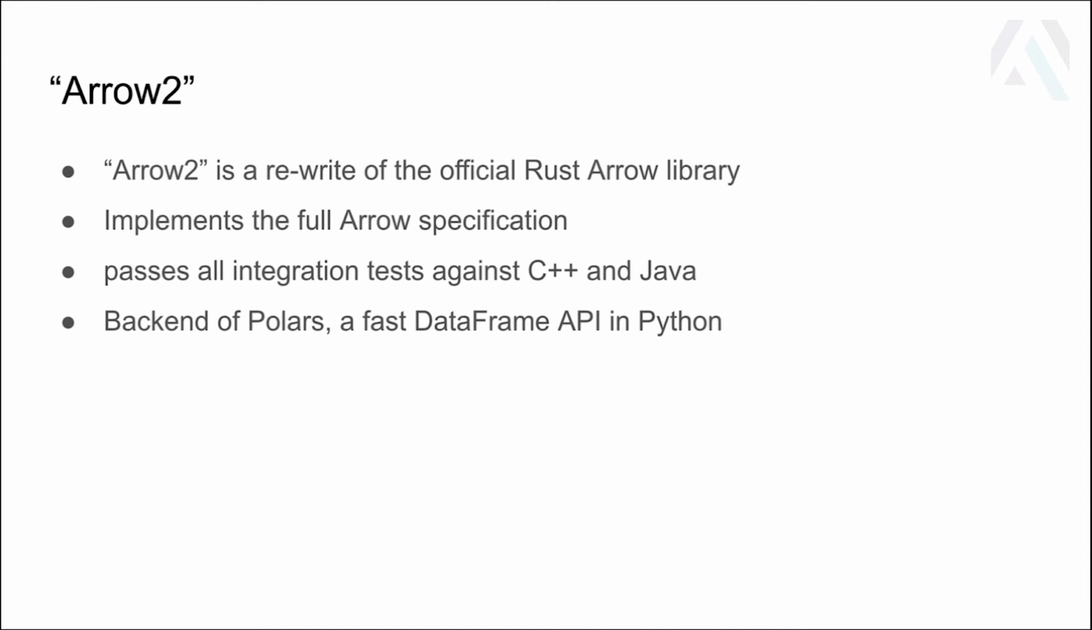It's the backend of Polars, which is a fast data frame API in Python. It's made by Ritchie, a very talented developer, and a group of people that have been contributing to it. It exposes something a bit like Pandas, but way faster, and uses Arrow as its backing memory. They switched from Arrow to Arrow 2, and since then it's been using Arrow 2.